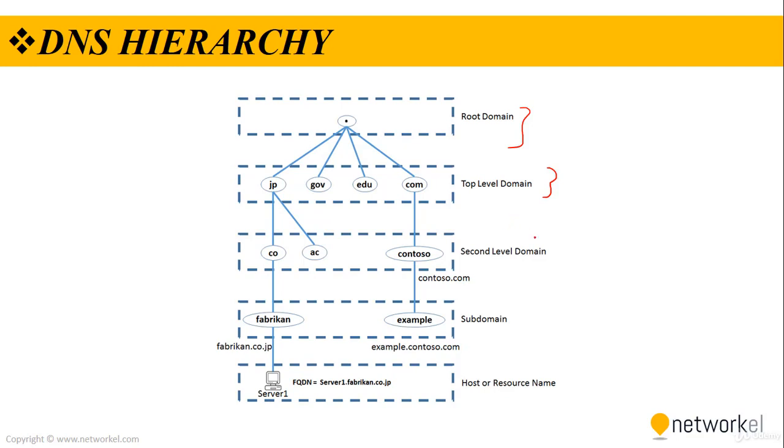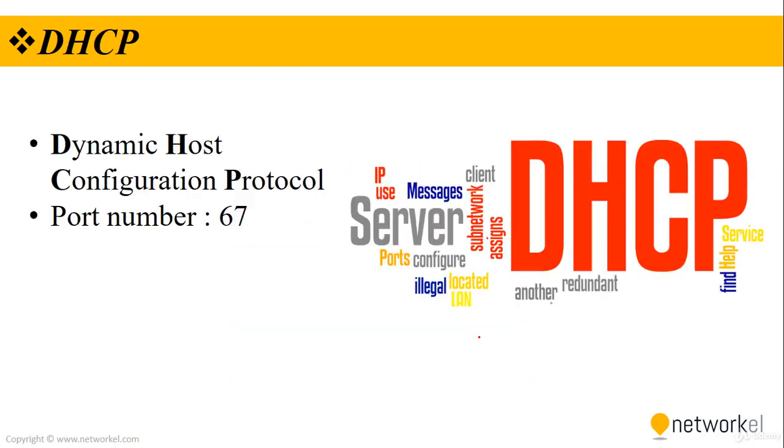The next level in the DNS hierarchy is the second level domains. This is the domain that is directly below the TLD. This is the main part of the domain name. It can vary according to the buyer. For example, contoso.com. A subdomain can be defined as a domain that is a part of the main domain. For example, example.contoso.com.